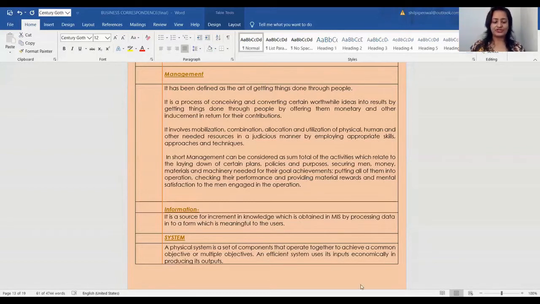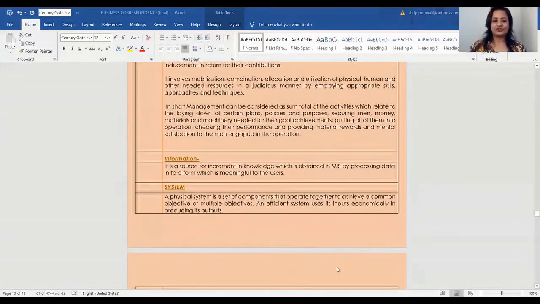Now, what is information? Coming to information. Information is a source of increment in knowledge which is obtained in MIS by processing data into a form which is meaningful to the users. Okay. This is super important, guys. Just try to understand what they're trying to say.